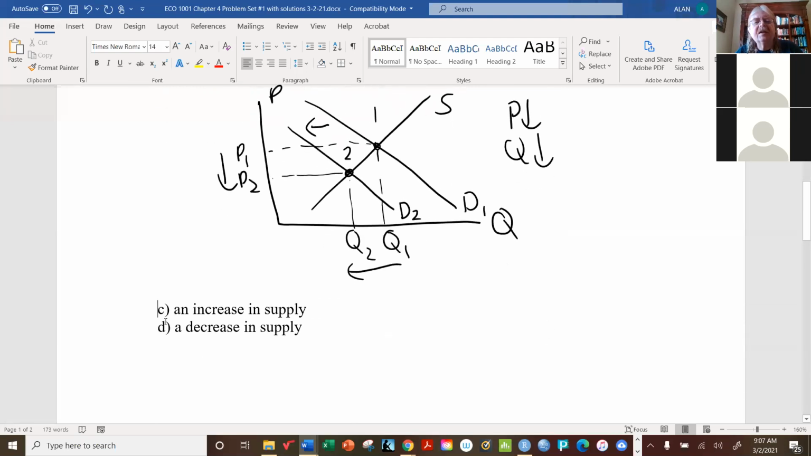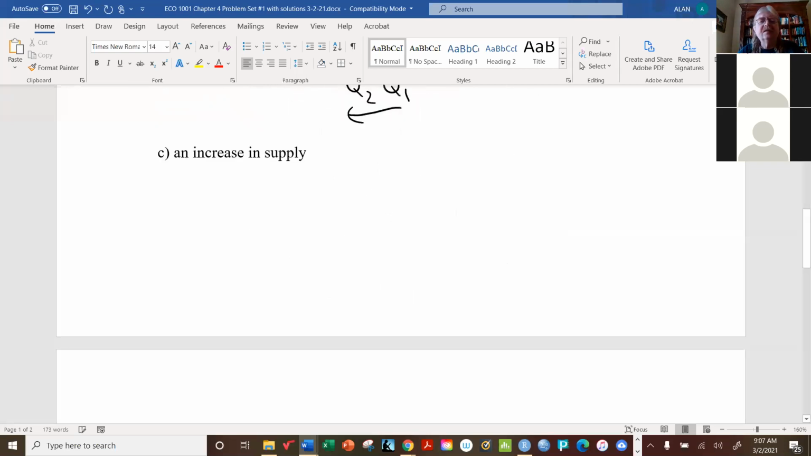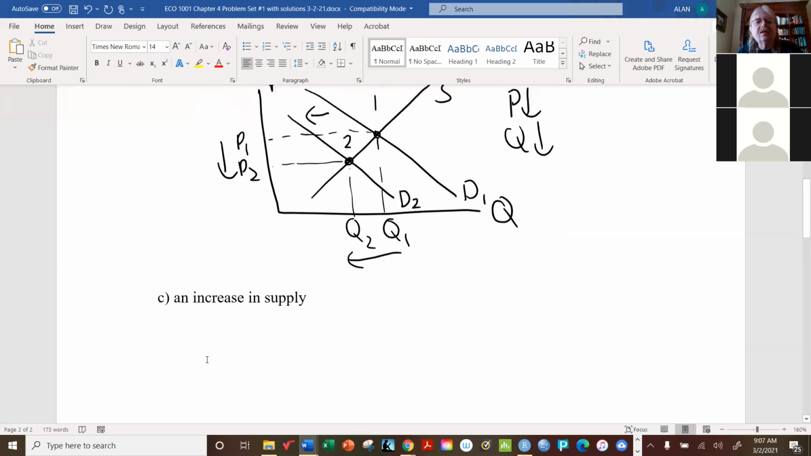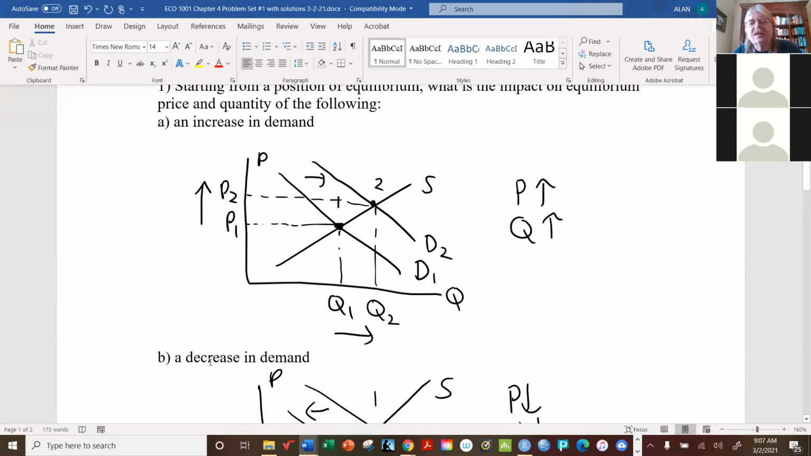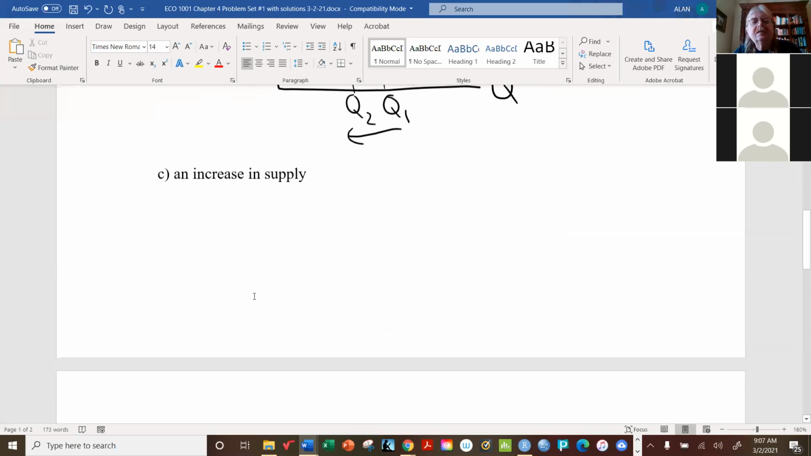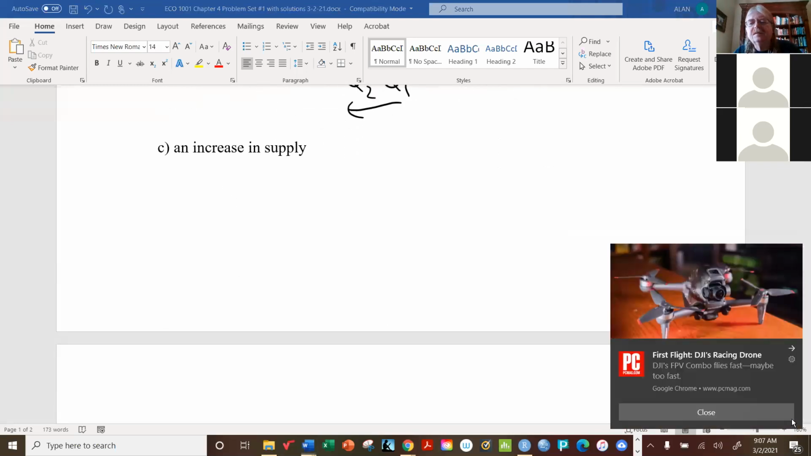All right, for C, there's an increase in supply. Now this one is different because if you notice up here, the price and the quantity are both moving in the same direction. That's always the case when demand changes. But when it's supply, ooh, things are different.